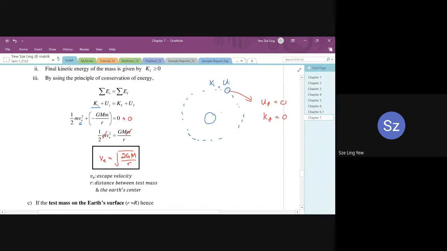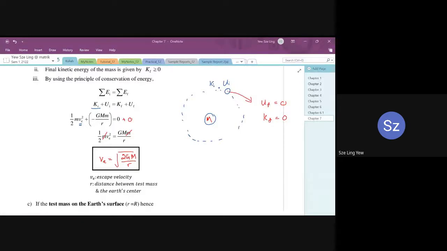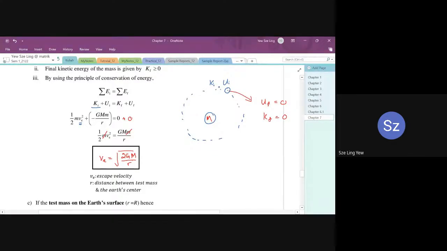Capital letter M is the mass of the planet, and R is the distance between the test mass and the planet's center. Now, what can you tell from this equation? Basically, this equation tells you the mass of the test mass is not important. It doesn't matter whether you're looking at a human, a satellite, or any other object.